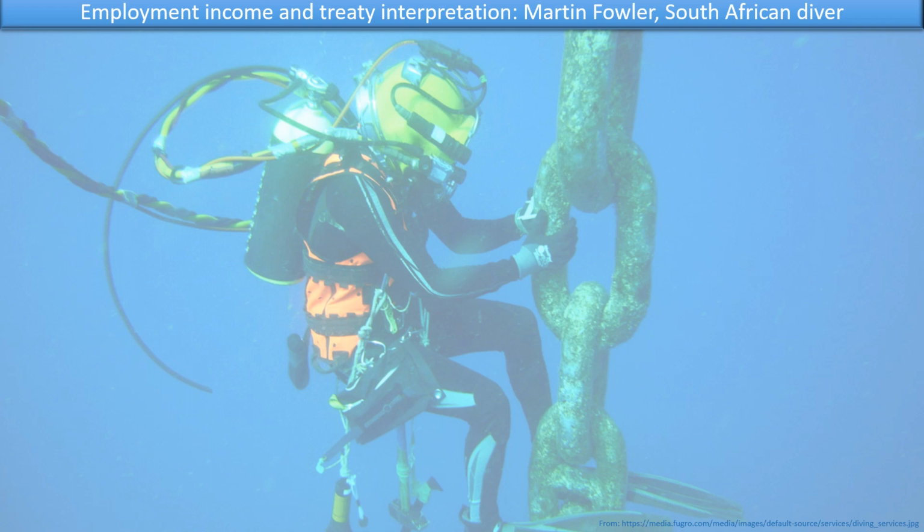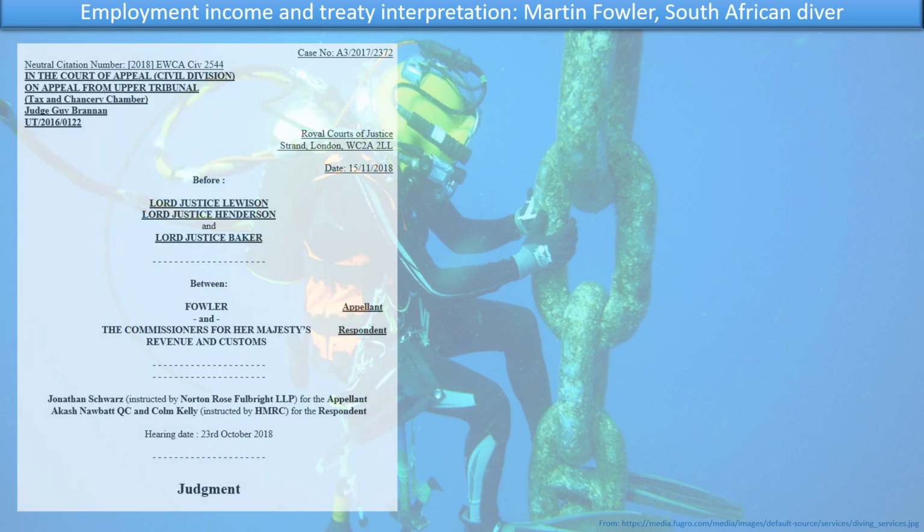What we are going to talk about today is employment income and treaty interpretation, and we're doing it discussing a case of Martin Fowler, a South African diver that worked for an oil company in the UK. So the first decision I discussed was that of the Court of Appeal, in which it was decided that Mr. Fowler was not taxable in the UK because he was treated as an entrepreneur and not as an employee.